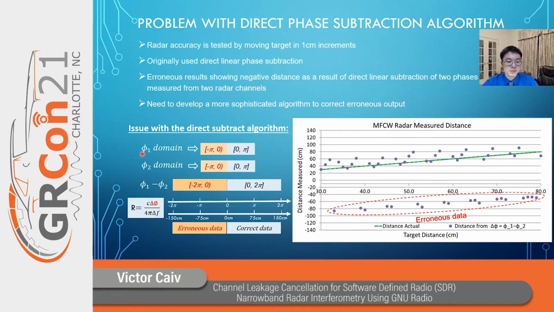Each of these phases, the phase for each of these channels, comes in from negative pi to pi. And when we directly subtract them, the phase will be anywhere from negative 2 pi to 2 pi. And so these negative phases here will give us erroneous negative distance measurements. So we need a more sophisticated algorithm in order to correct this erroneous output.